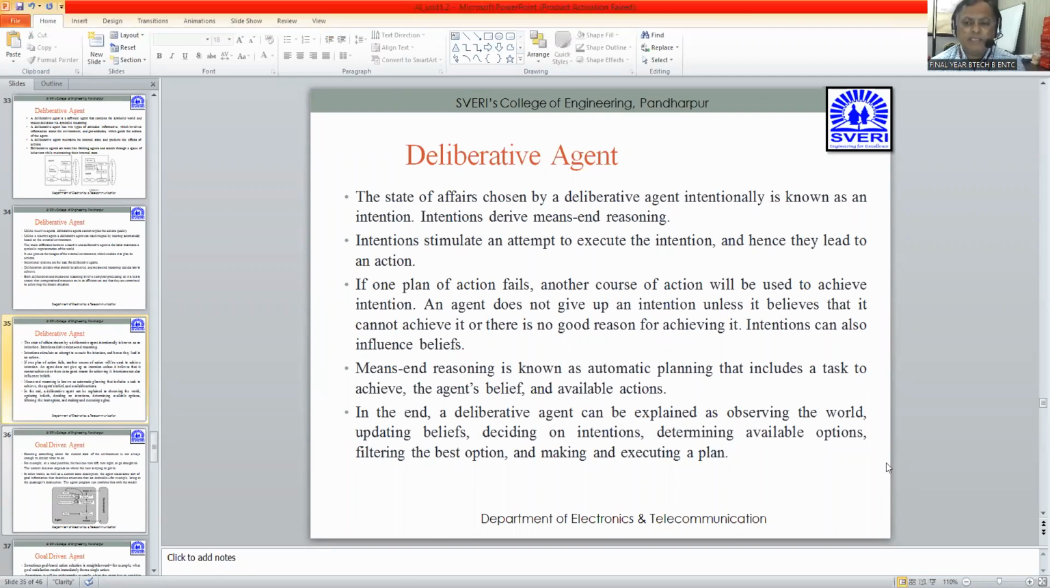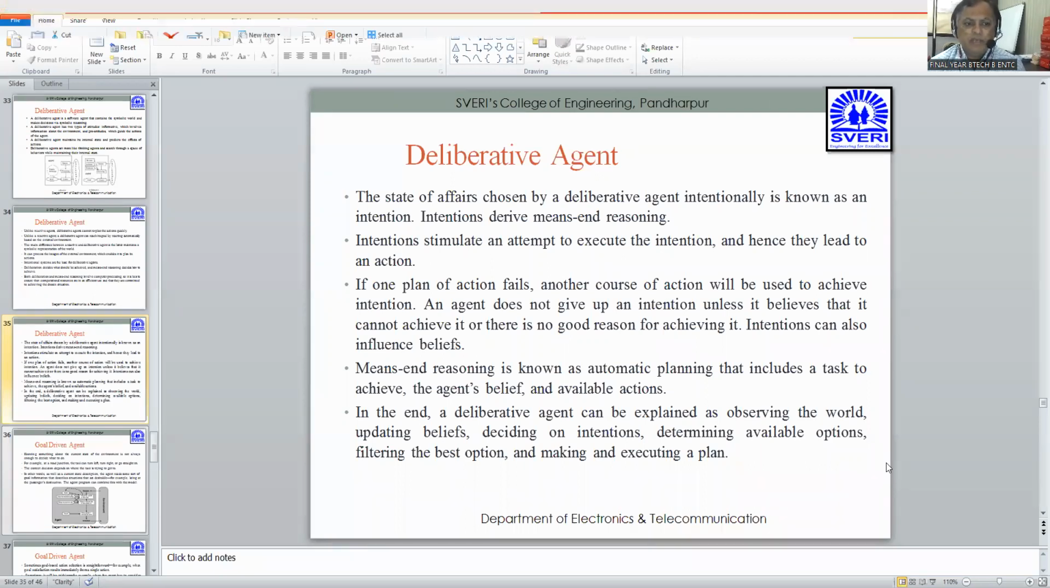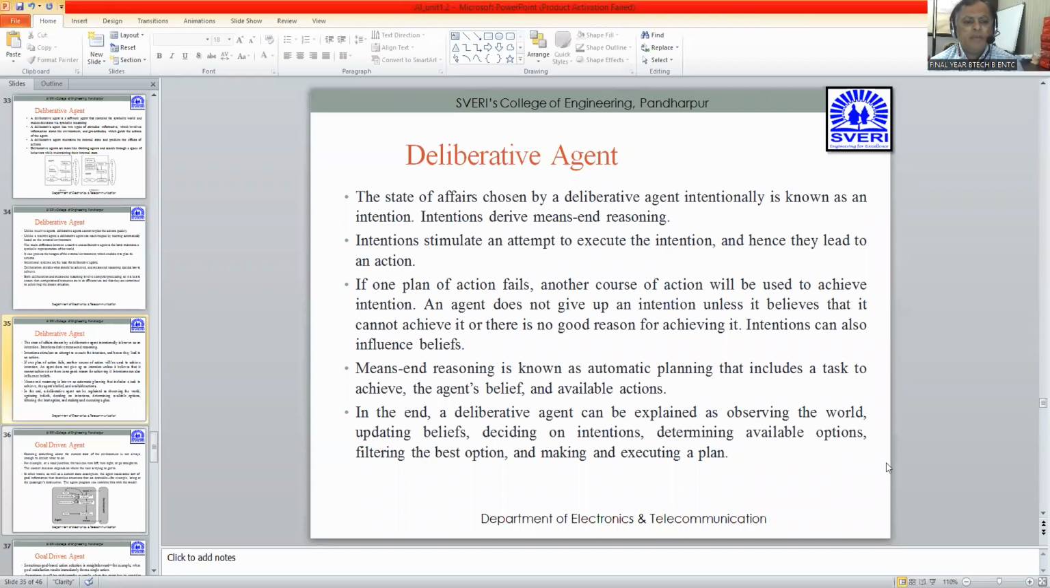This is exactly the same thing that happens with the deliberative agent. You can see from this paragraph, if one plan of action fails, another course of action will be used to achieve the intentions. So you'll try another way, because your intention to reach there is good. If one way doesn't work, you'll go for the next one. An agent does not give up the intentions unless it believes that it cannot achieve it. It keeps doing it until it is achieved; it doesn't give up.